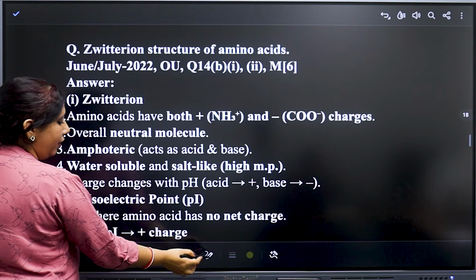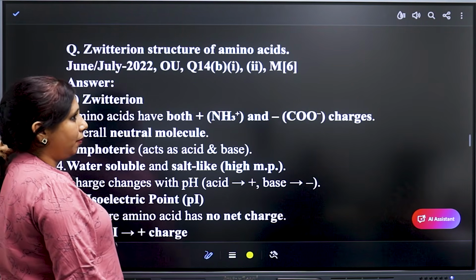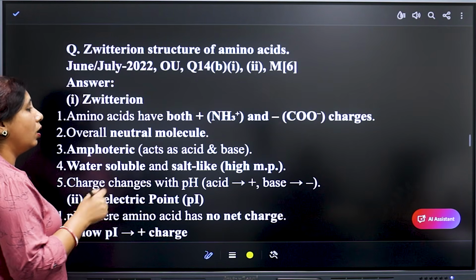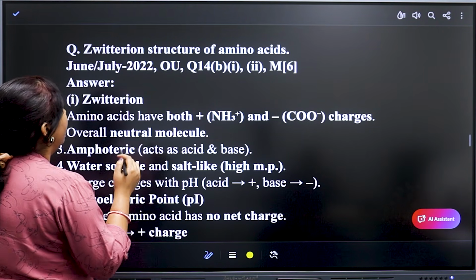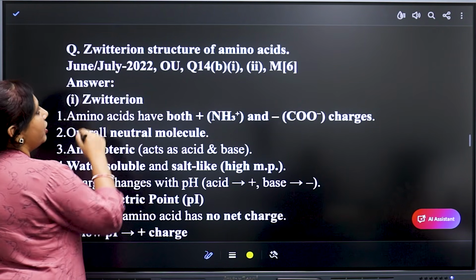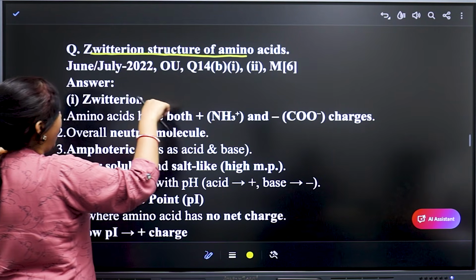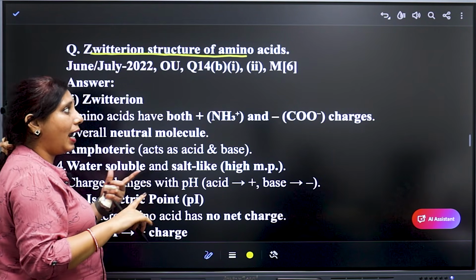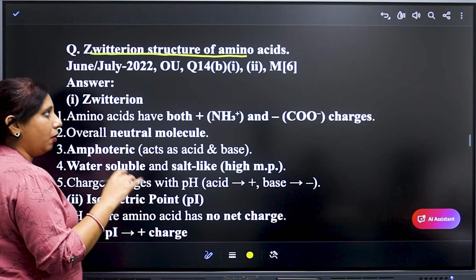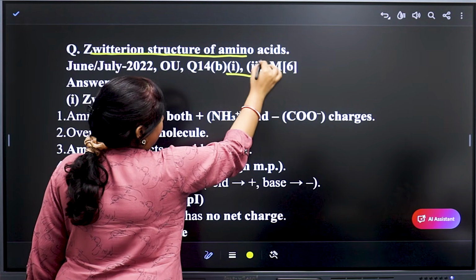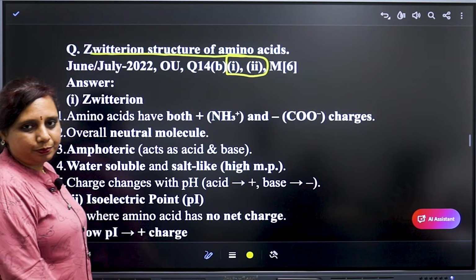Next, that is for Unit 2 Chapter 1. Here comes Unit 2 Chapter 2, amino acids and proteins. The important question here is zwitterion structure of amino acids. Both zwitterion and isoelectric point are asked here. These are asked as parts 14b, 1 and 2.